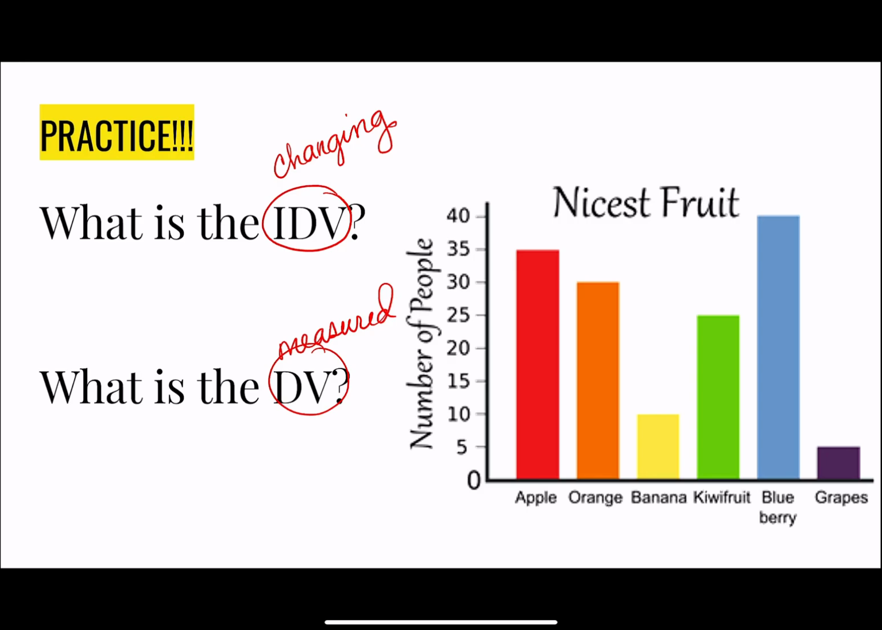Okay, so hopefully you said that the fruits are the ones that are changing, and the one that is being measured is the number of people. Let me give you guys a little trick here. Your IDV, your independent variable, is always going to be your x-axis, and your measured variable, your dependent, will always be your y-axis, right?